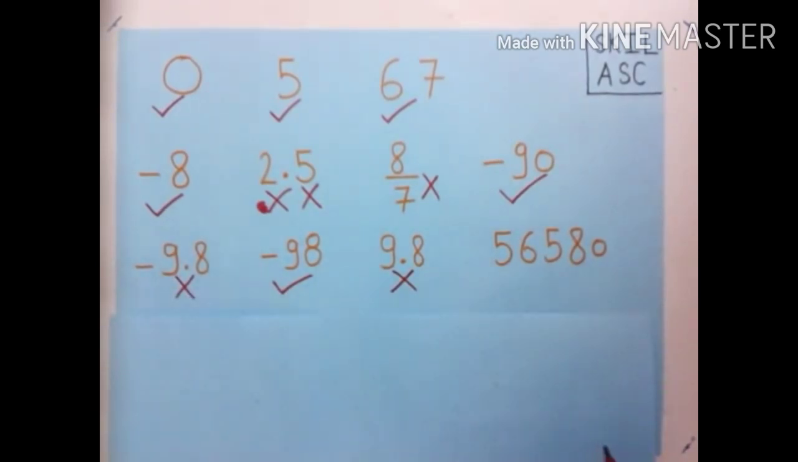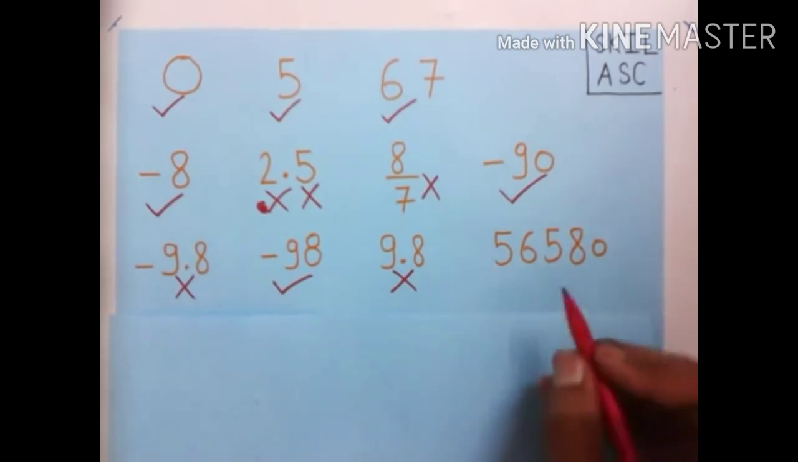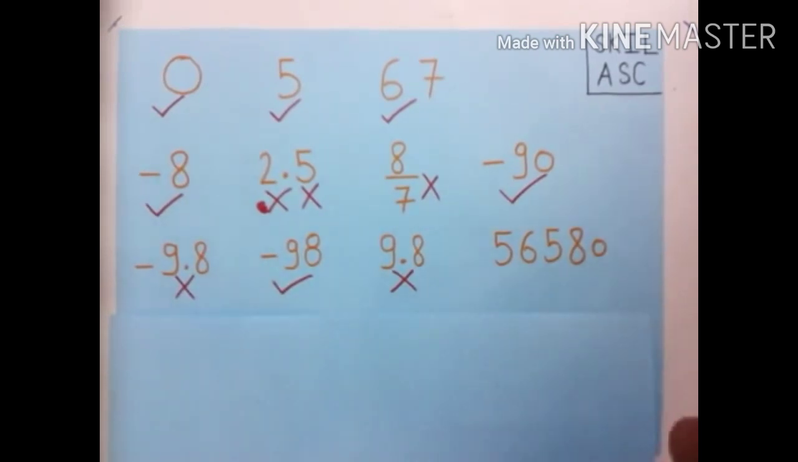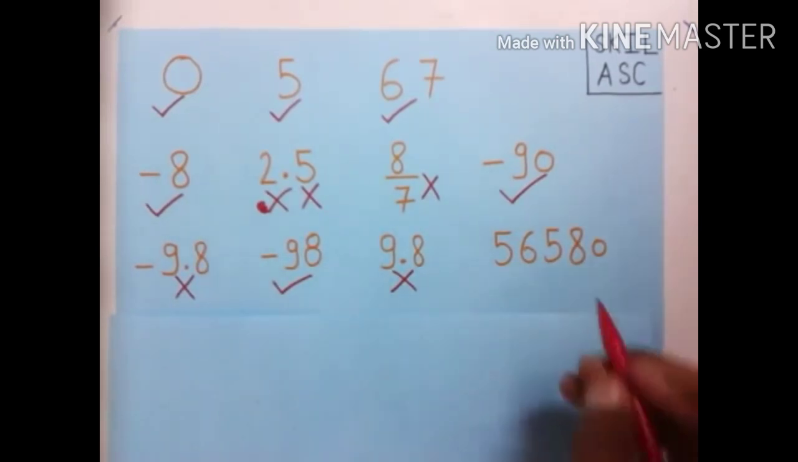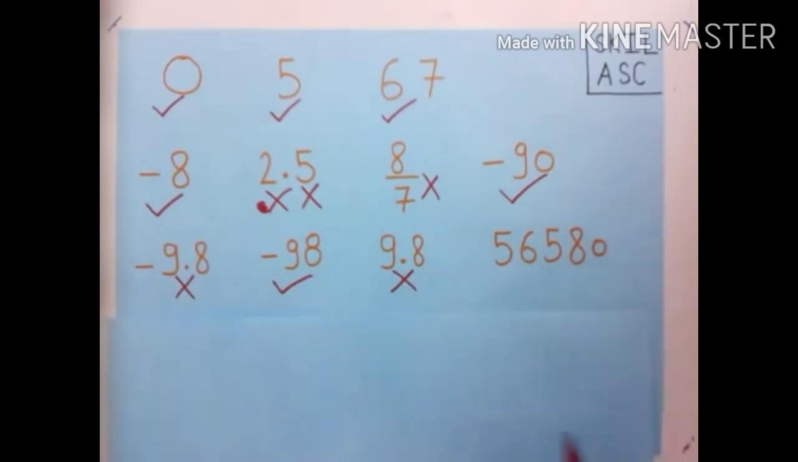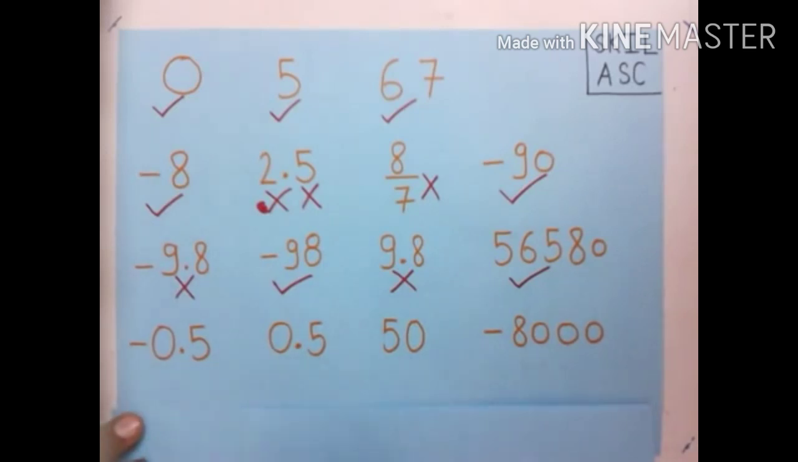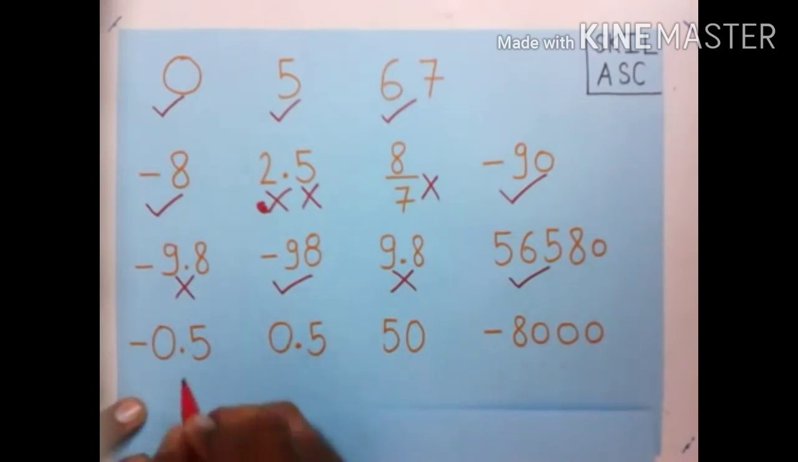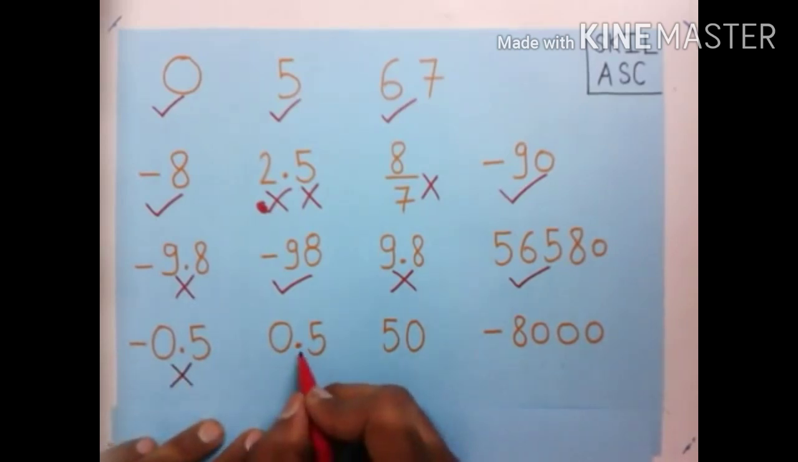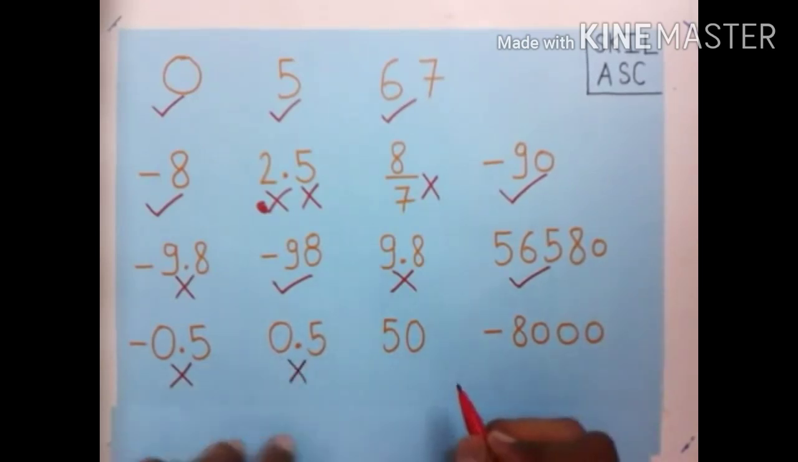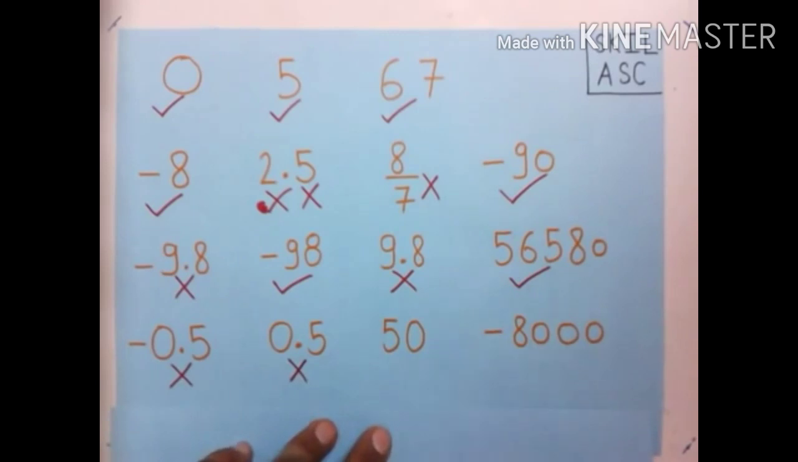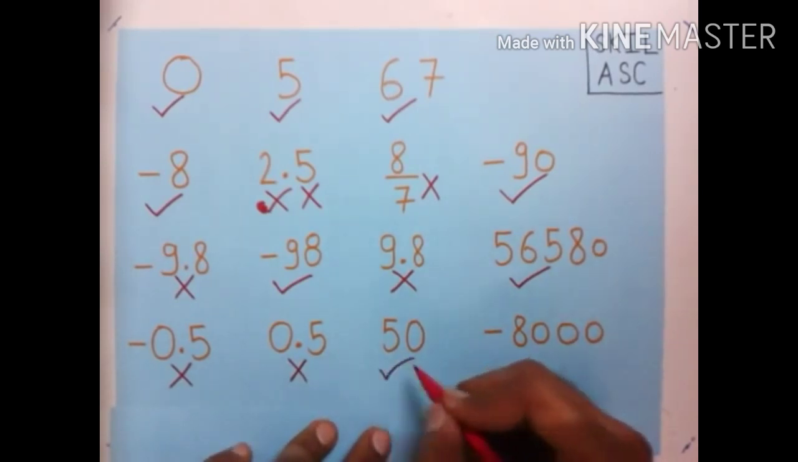Now we see 56,580. This is a large number. But if you keep counting continuously, then you will find this number while counting. So this number is used while counting, so this is an integer. Now you see minus 0.5. Again this number contains a point in it, so it is not an integer. Now you see 50. 50 is used while counting, so this is an integer.